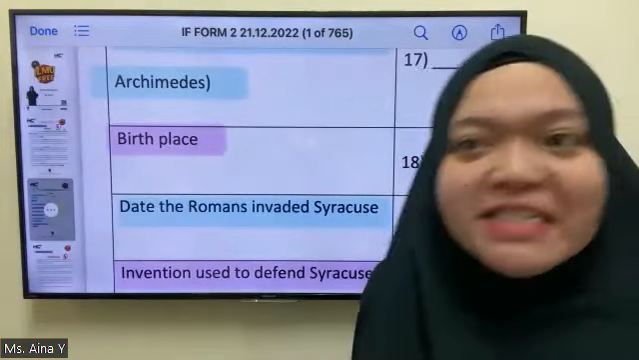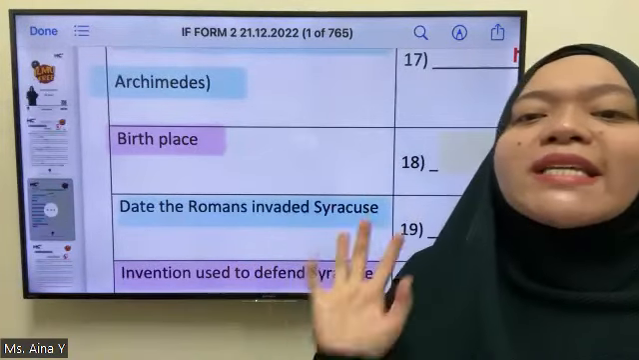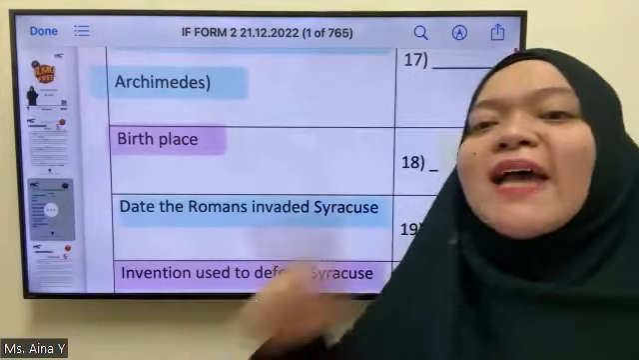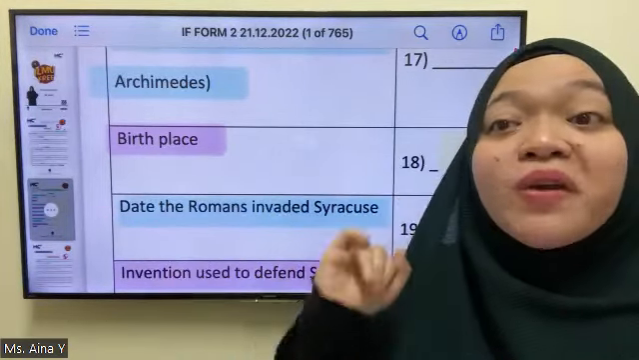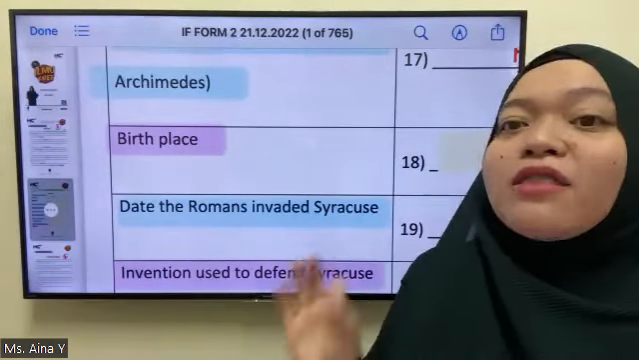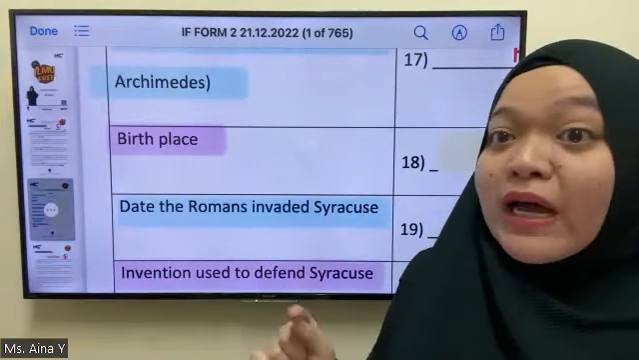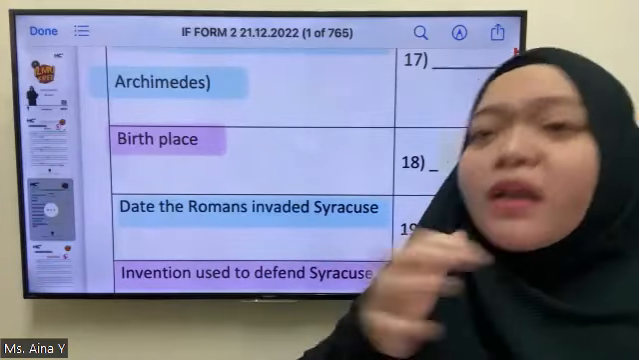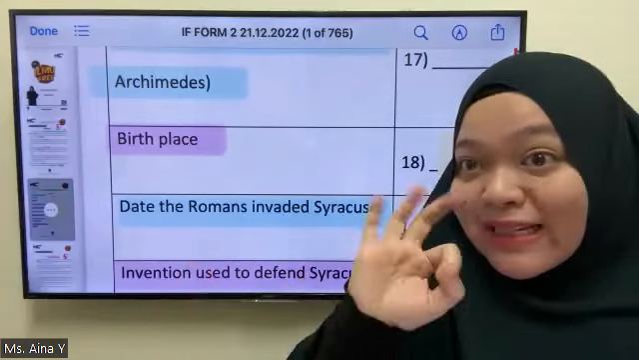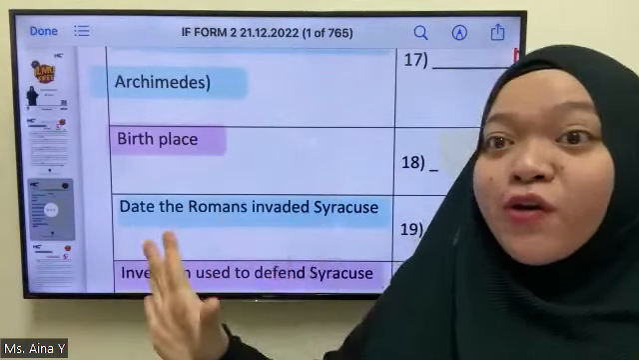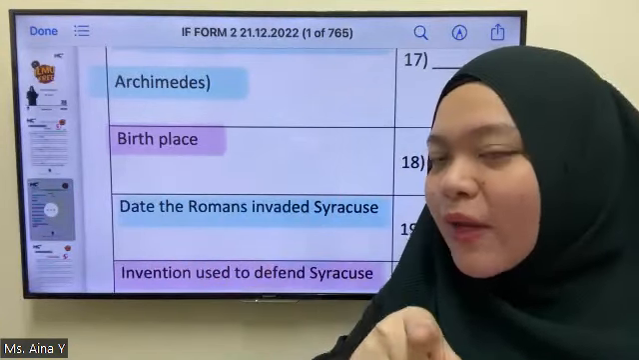Birthplace. Kat mana dia dilahirkan? Where was he born? 10 seconds again. By the way, if you can fit the full answer in 3 words, then you give me the full answer. Okay, tip dia adalah tip untuk awak. Kalau awak boleh bagi jawapan penuh menggunakan 3 perkataan, maka awak bagi jawapan penuh. Jangan bagi jawapan pendek. Ha, itu hint tu.